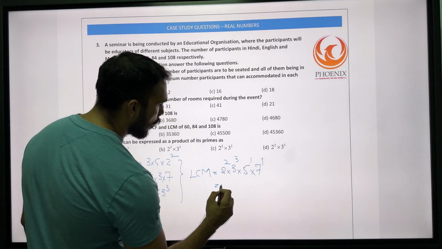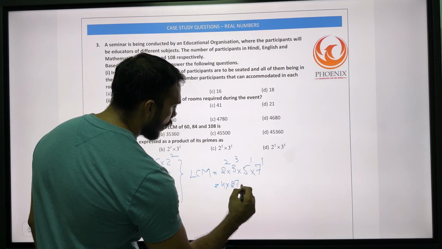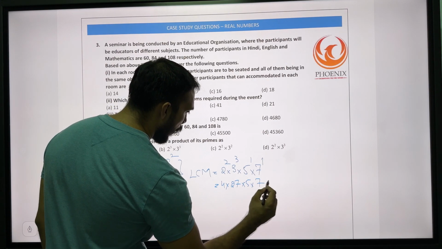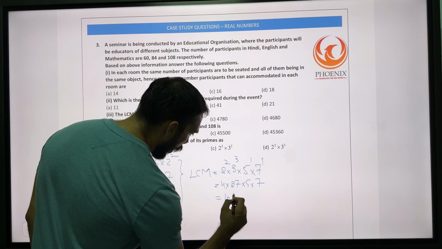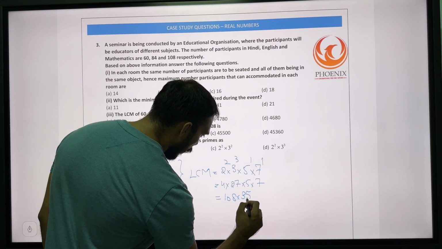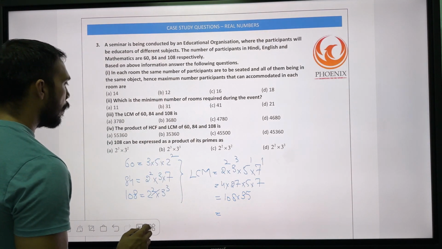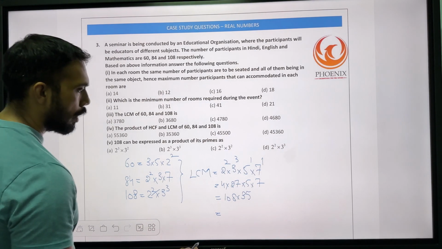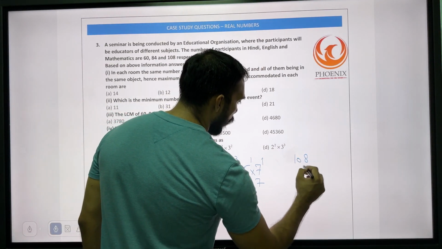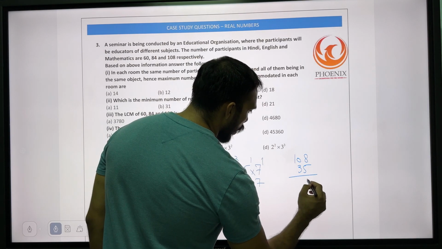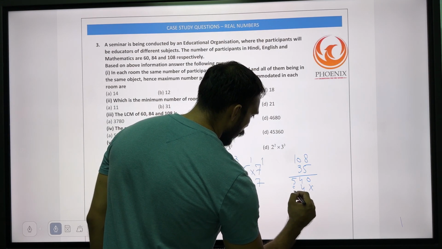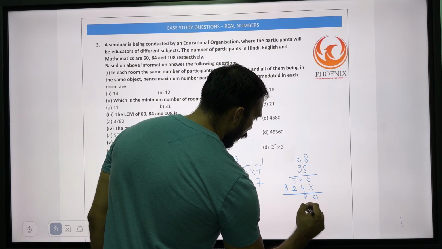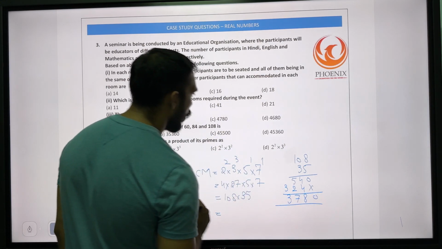If I multiply, this is going to be 4 times 27 times 5 times 7. 27 times 4 is going to be 108 times 35, and if you find the product, let's find the product. No need to worry. आपके साथ ही क्वेश्चन सॉल्व हो गए. So I'm having 3780 as the answer.